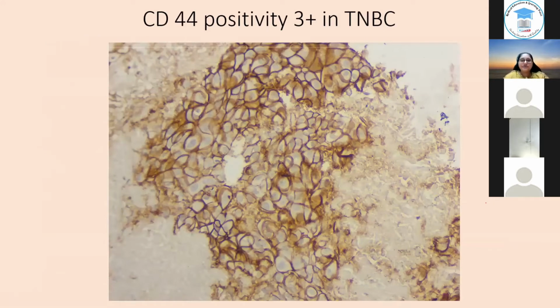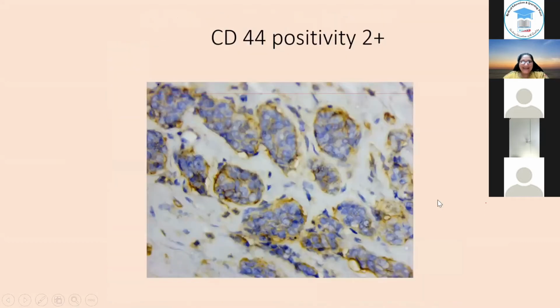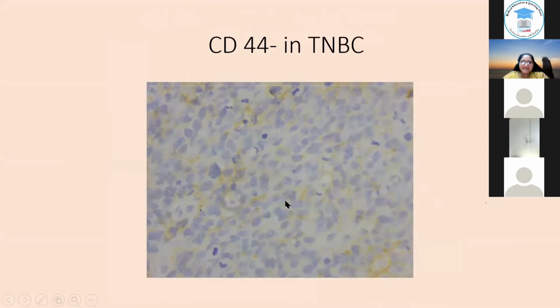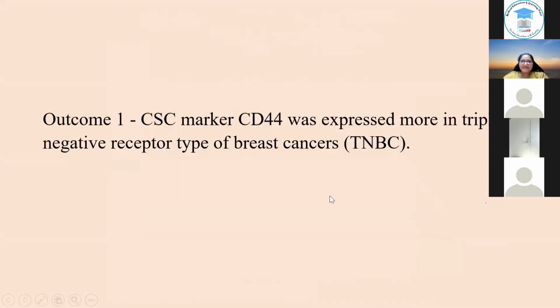So I would like to show you some pictorial representation. This is a beautiful picture. This picture is very close to my heart, and you can see a very crisp, very nice membranous staining. The cell outline is very clearly visible in this. And this is 3 plus positivity for CD44 in TNBC. I would also like to show you 2 plus positivity. Here also we can still outline the membranous cells. This is 1 plus positivity, faint, weak to moderate, and this is negativity. We can just see the DAB, but no outlines are visible in these cells. Okay.